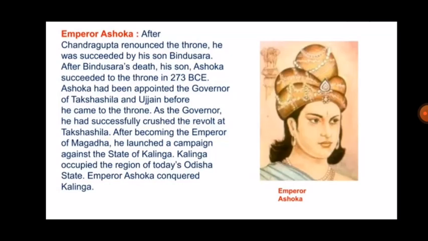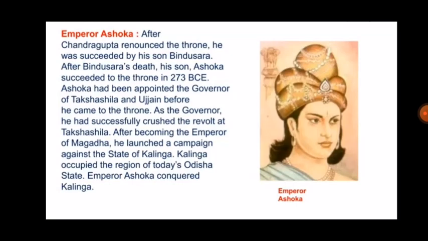Next we'll go to Emperor Ashoka. After Chandragupta Maurya renounced the throne, he was succeeded by his son Bindusara. After Bindusara's death, his son Ashoka succeeded to the throne.